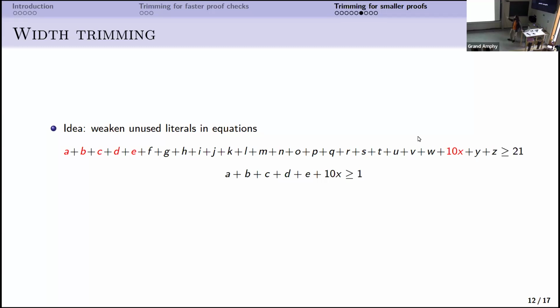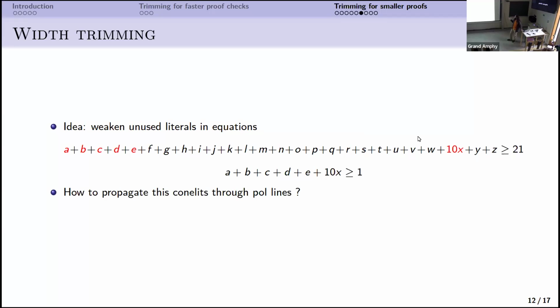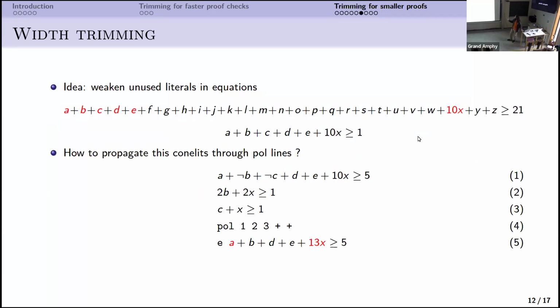The direct problem with this is that we don't have only RUP statements, we also have pol lines. How do I propagate that information, the mandatory literals for each constraint, through the pol lines? So let's take this example where I have three constraints, 1, 2, 3, and my pol line is just adding these three. Then it gives the bottom line where my conflict analysis told me that I only need A and X. How do I propagate this information back to the antecedents?